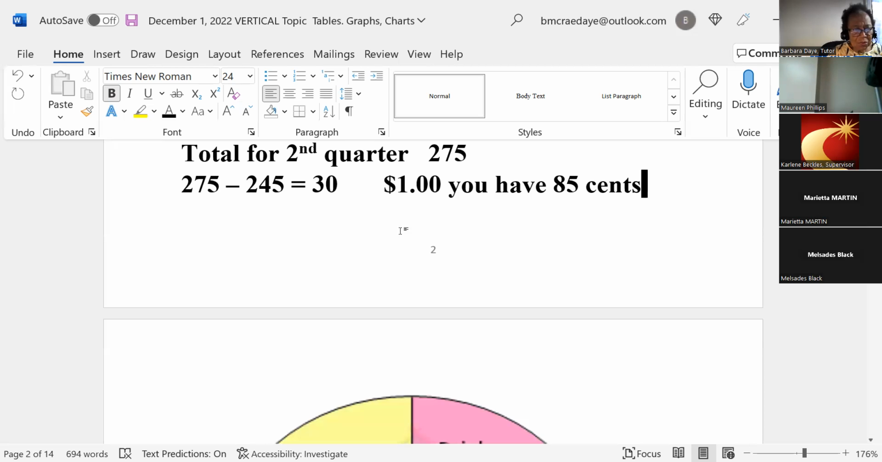So what I'm asking you is this: 85 cents plus N gives you $1. What is N? That's right, 15 cents. That's it, Marietta. You got it, 15 cents.